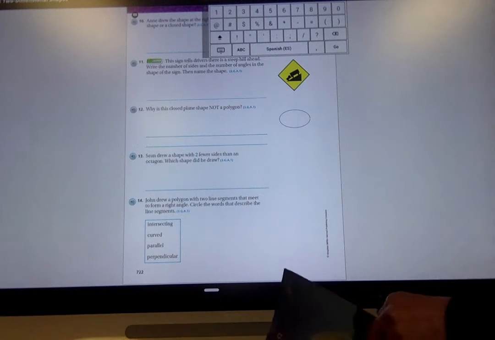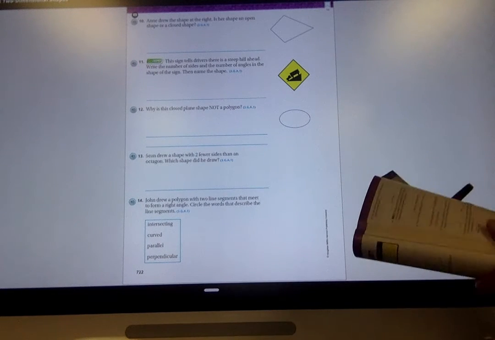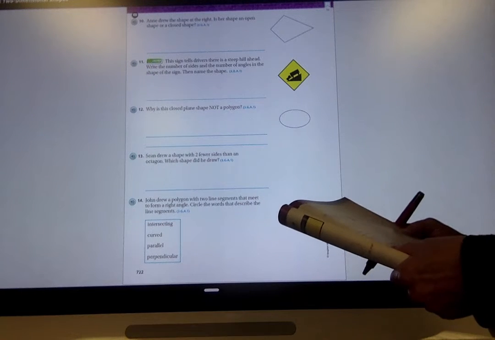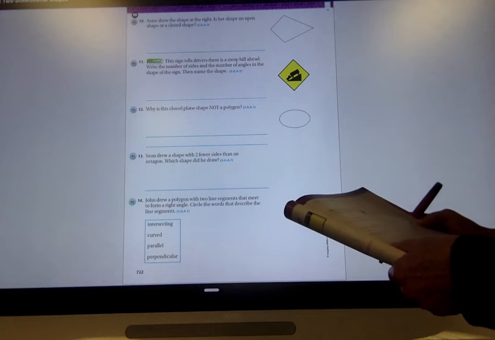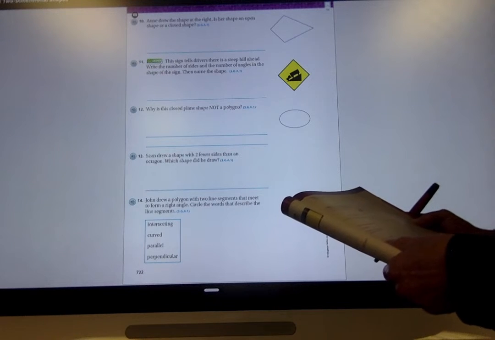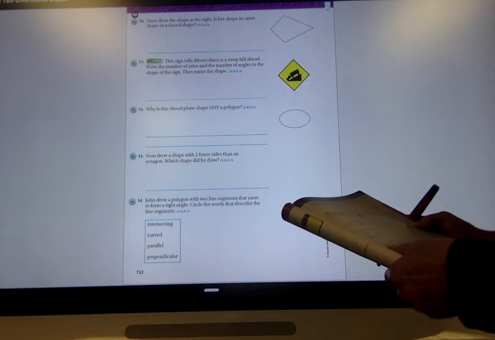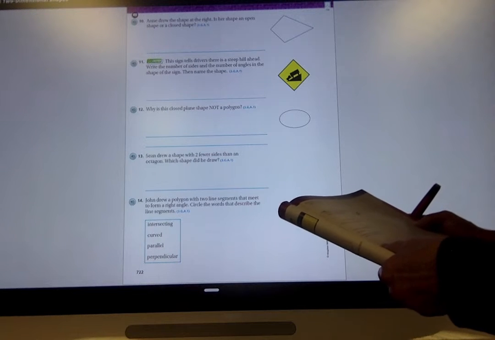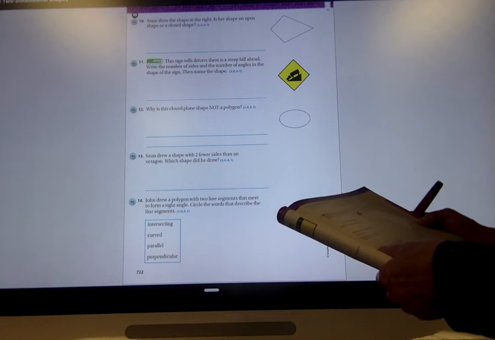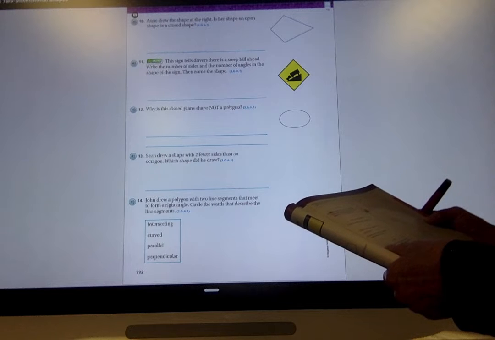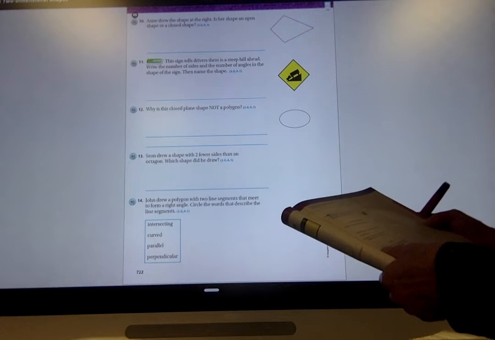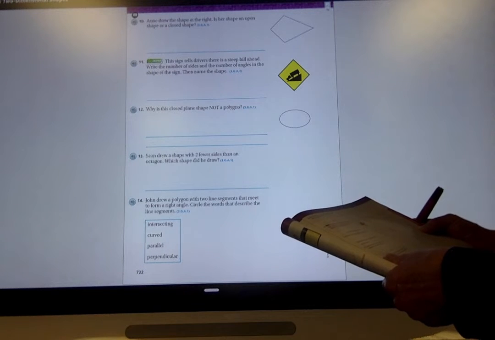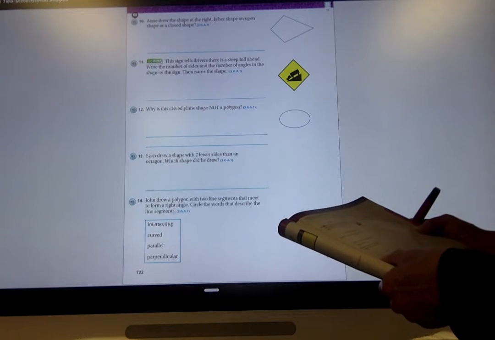Okay, on our next page, we see a polygon, and we simply need to tell whether it is open or closed. That is not a yes or no. Your answer to this question: Anne drew the shape at the right. Is her shape an open shape or a closed shape? Your answer should either be open or closed.